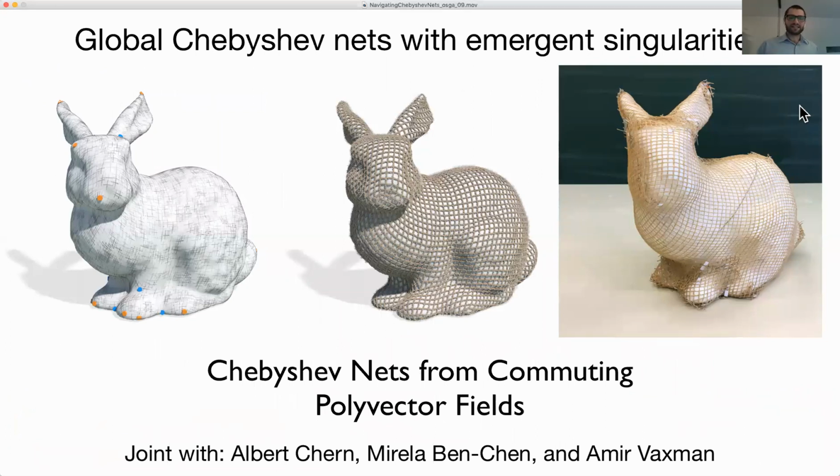This work is from the end of 2019, like I said, and is done in collaboration with Albert Chern, Miri Ben-Chen, and Amir Vaxman. What it does is rephrase this Chebyshev net problem in terms of commuting polyvector fields. So let's talk about what each of these words means and how they help in solving the Chebyshev net problem, which you see here. We have the classic bunny, which is used in computer graphics research.